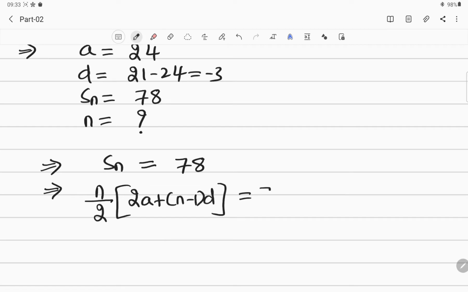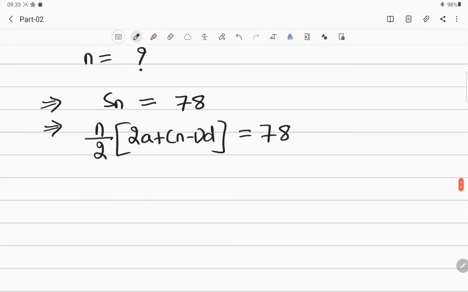All right, and that is equal to 78. Correct? No, this is what the logic is, right? So from this you have to calculate the value of this n. I think we are going to get a quadratic equation here, then we are going to solve that.